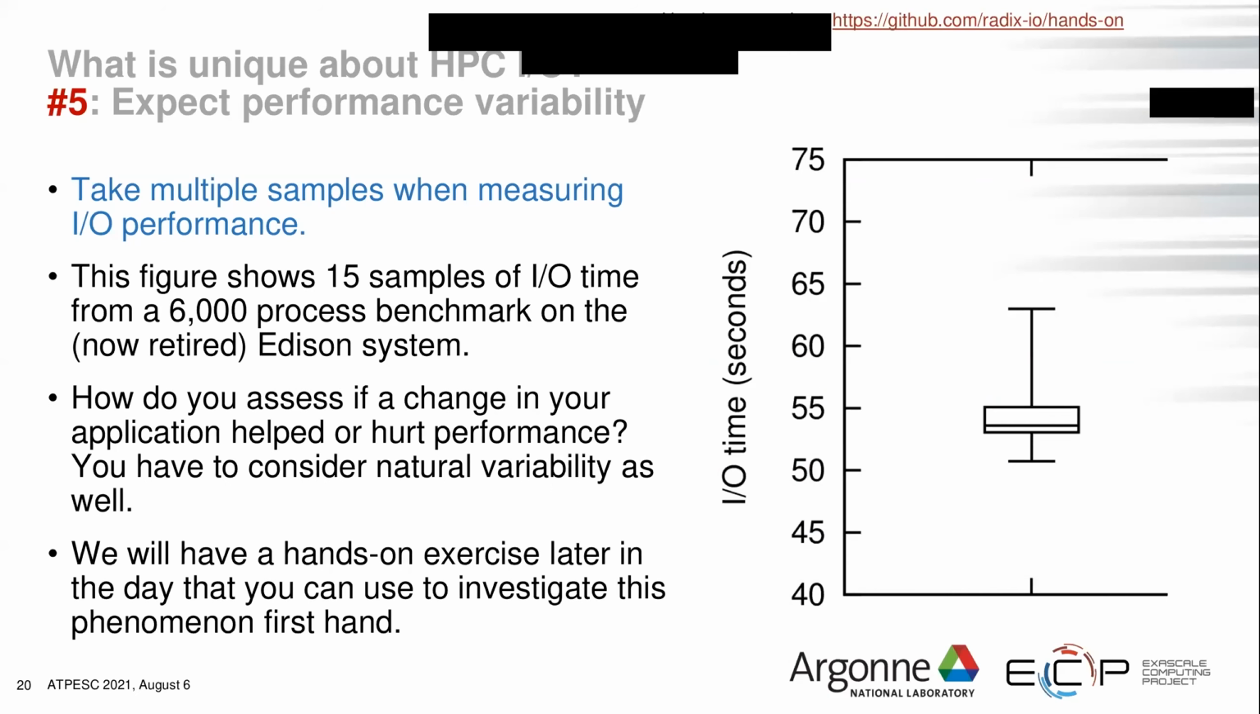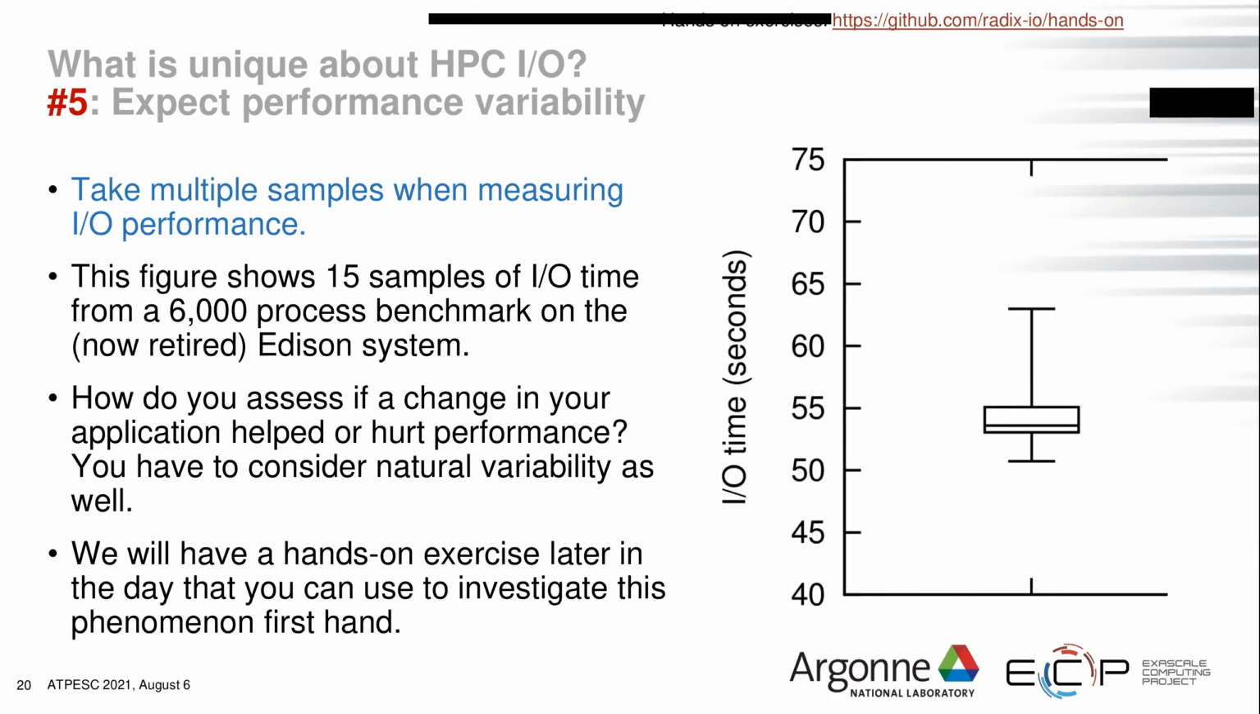To give you an example of what this can look like, this data is a little bit old, but the point is still valid. We ran 15 copies of the same benchmark at 6,000 processes on the Edison system, which is the previous generation system at Lawrence Berkeley National Laboratory. And we measured how long the I/O took. Sometimes it took as long as, say, 63 seconds. Sometimes it completed as fast as 51 seconds. And we plotted all 15 samples using a box and whiskers with the min, the max, the median, the quartiles.